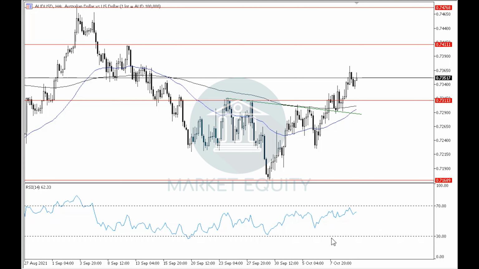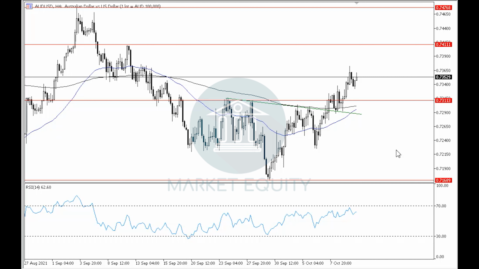If we notice the RSI indicator in the 4-hour time frame, then we can see that by rebounding downwards off of around level 70 near the overbought area, it supports the probability of rebounding down off of around the current levels in order to correct towards level 0.7310, which is currently a horizontal support level for the pair in the 4-hour time frame, before continuing with the uptrend. That was it for the Australian dollar versus the US dollar.